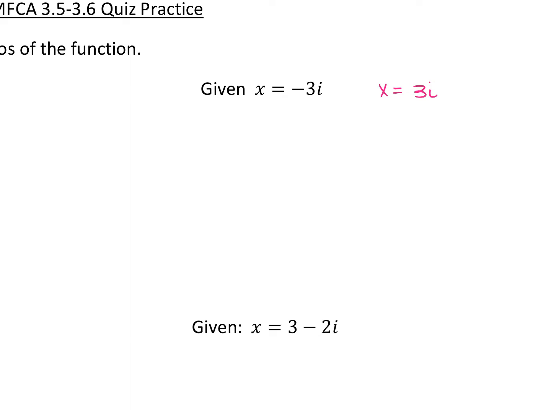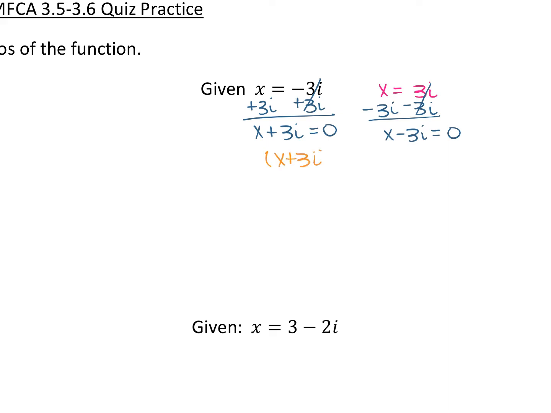So you can work with both of these if you're going to keep the i. Move the 3i over in x is equal to -3i by adding it to both sides. That gives you x plus 3i is equal to 0. For x is equal to positive 3i, subtract that 3i over, and that gives you x minus 3i is equal to 0. If you FOIL these out, you have x plus 3i times x minus 3i.